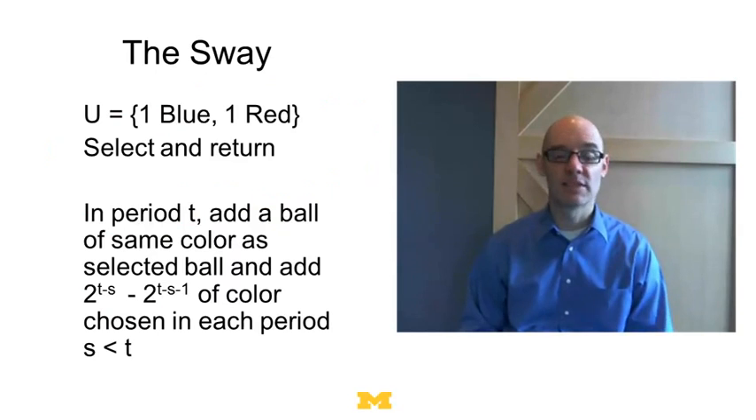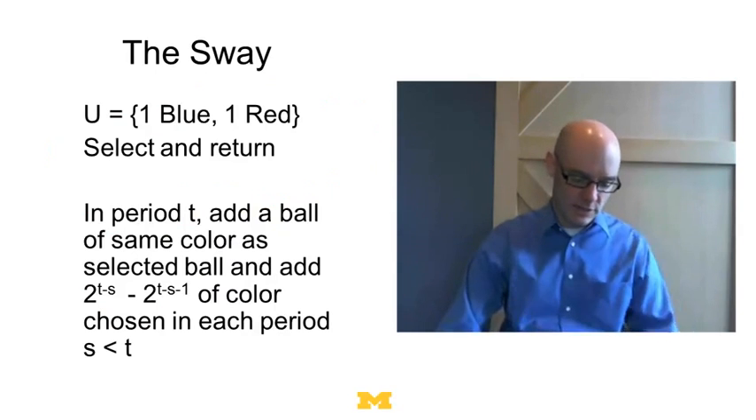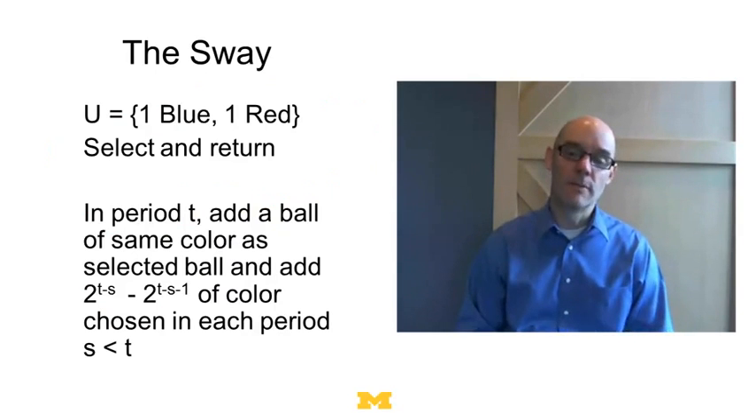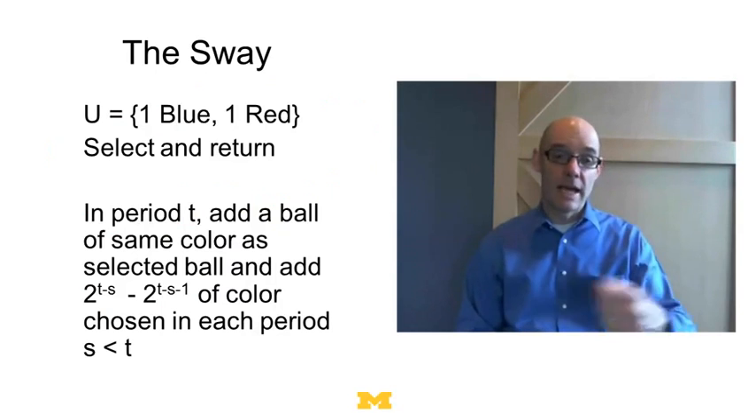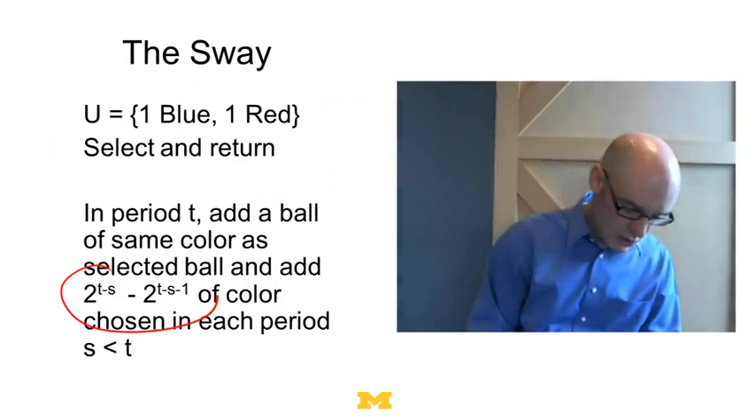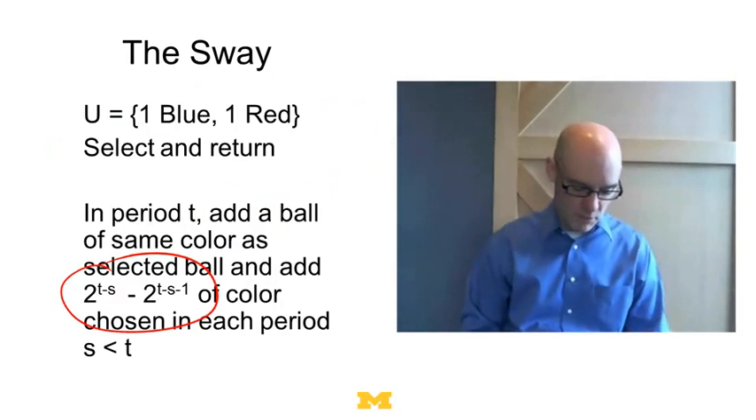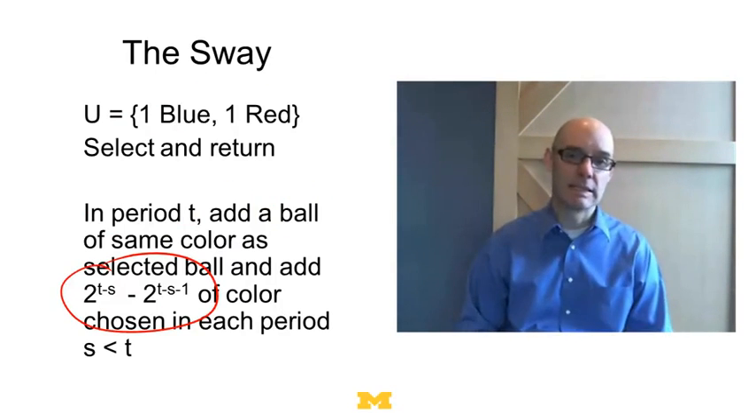So here's the simple process using the Urn model. It's called the sway process, and it's going to give us a really interesting insight. The sway process works as follows. I start with 1 blue and 1 red ball. When I pick a ball out, I add a ball of that same color, just like the Polya process. But I also add 2^(t-s-1) balls of the ball chosen in each period s less than t.